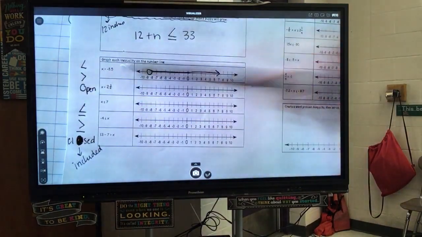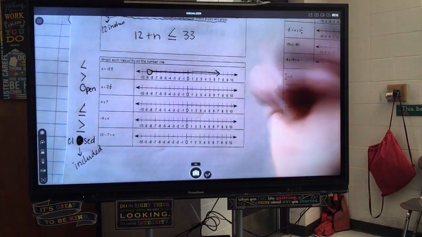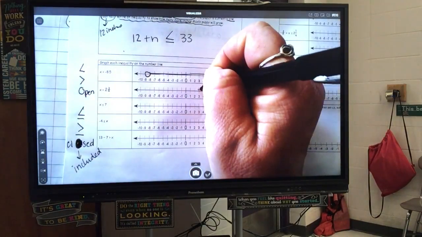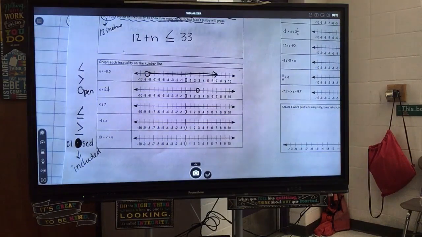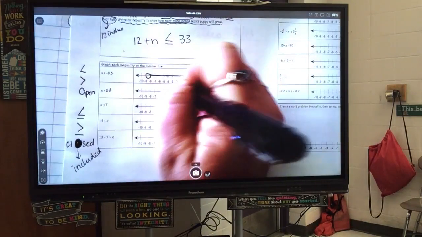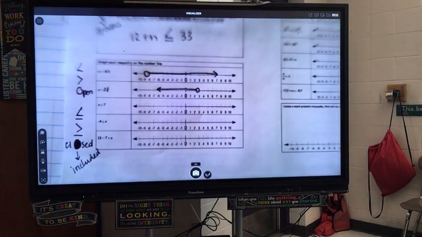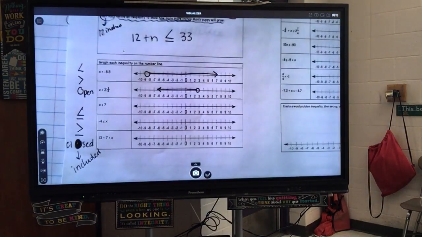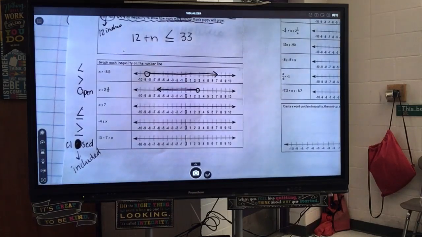Someone read me the next one. Ethan, x is less than 2 3/4. Okay? So 2 3/4 is gonna be real close to 3. Ethan, is it open or closed? It's open. And which direction are we going? To the left. So Ethan, give me a number to the left that makes that statement true. 0. 0 what? Oh, 0 is less than 2 3/4.